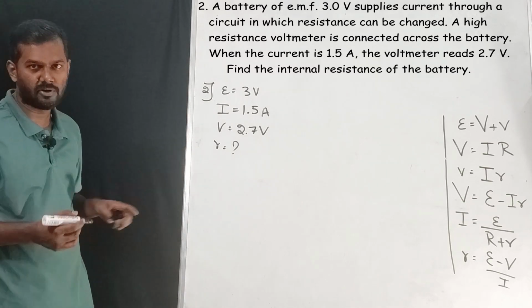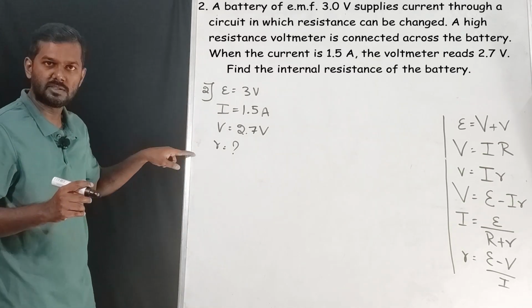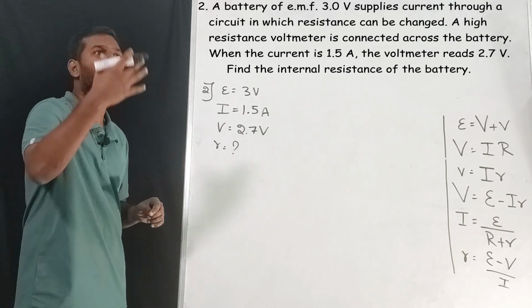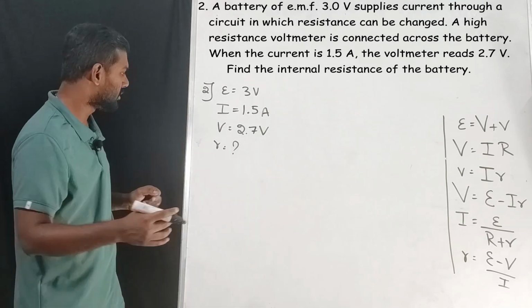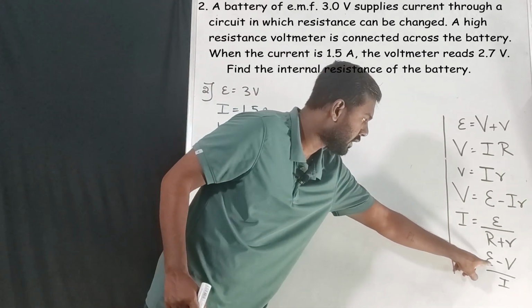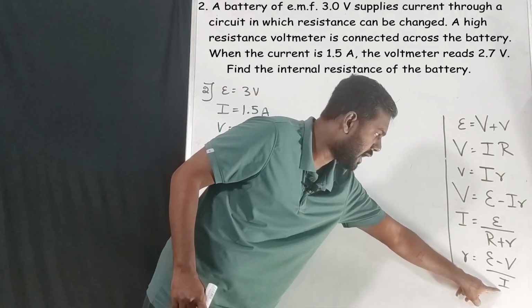See, first write the given data. Okay, using all these things, can we find R? We can easily find R. Then why do we have to overthink the question? Listen, how to find R? Which formula we have to use? EMF, terminal voltage, and I.